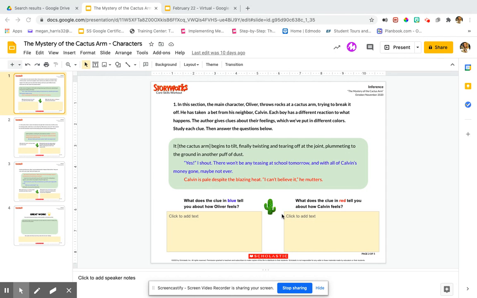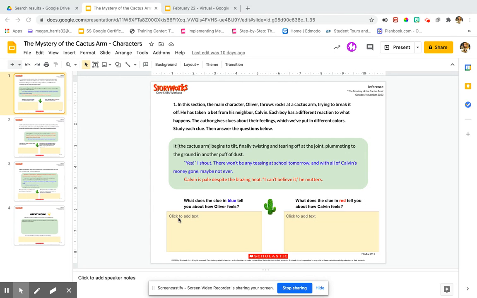And when I know that someone's not going to be making fun of me, I feel kind of relieved. And I think that Oliver probably feels relieved here as well. And so in the blue, in my box, I would write, Oliver probably feels relieved or thankful or excited or happy that Calvin is not going to be making fun of him. No one at school is going to hear the story. Calvin's not going to be picking on him in front of all of his friends. And so Oliver has that sense of relief.